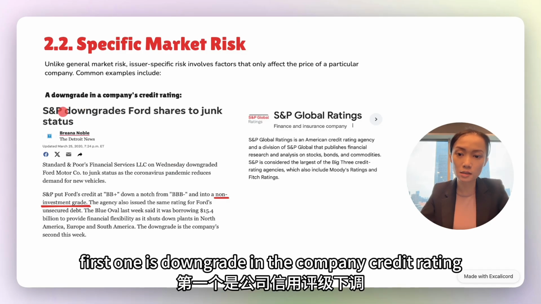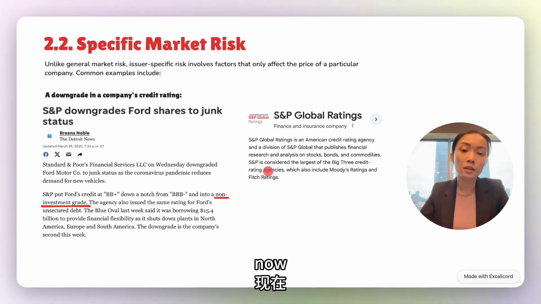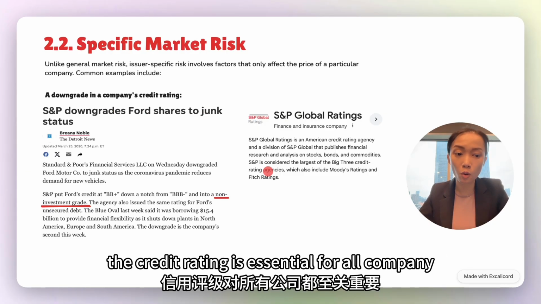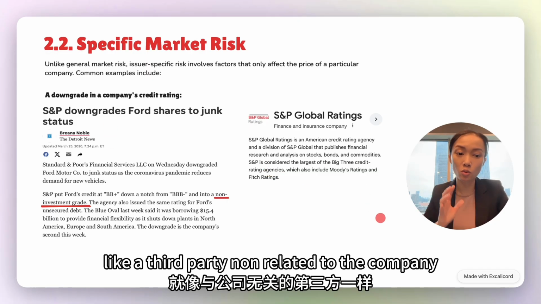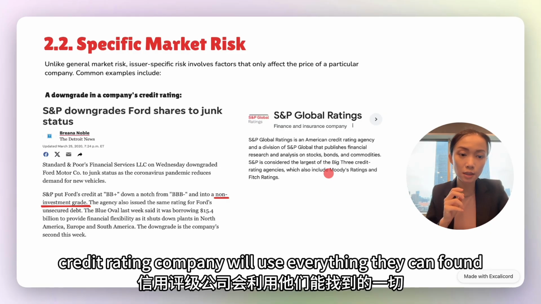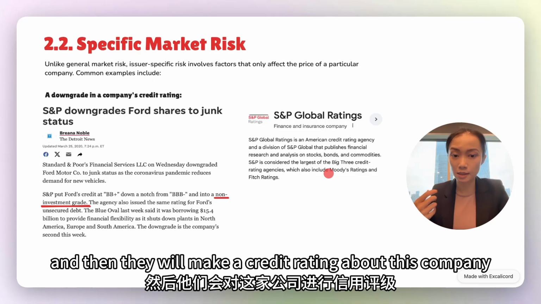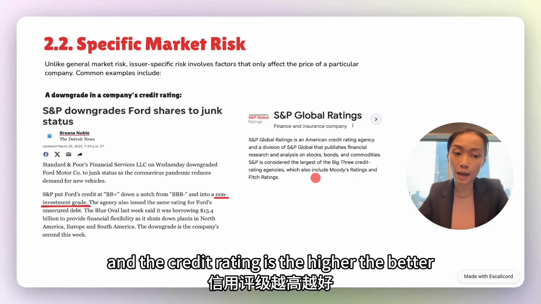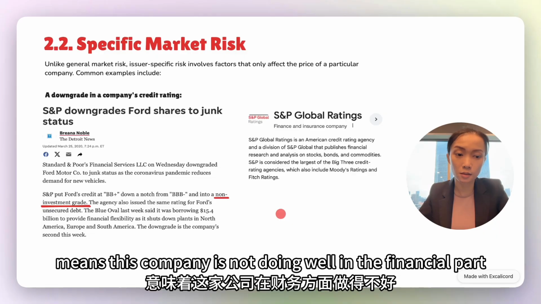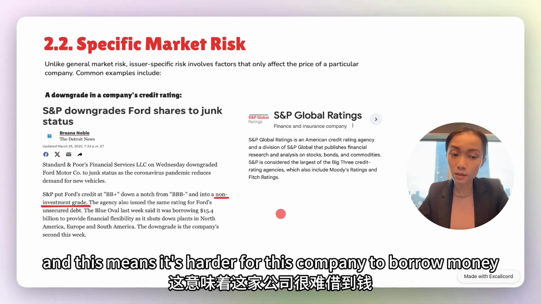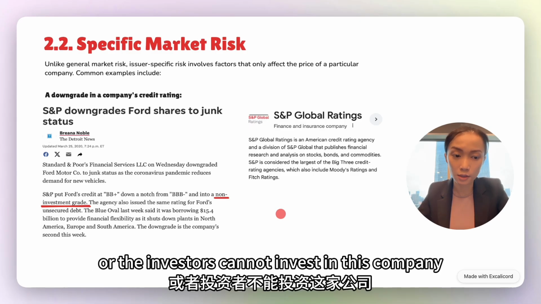The first one is a downgrade in the company credit rating. Now the credit rating is essential for all companies. Credit ratings are usually done by an outside third party not related to the company. The credit rating company will use everything they can find and then make a credit rating for this company. And the higher the credit rating the better, because if a company gets downgraded to a non-investment grade, it means this company is not doing well financially. And this means it's harder for this company to borrow money, or investors cannot invest in this company.